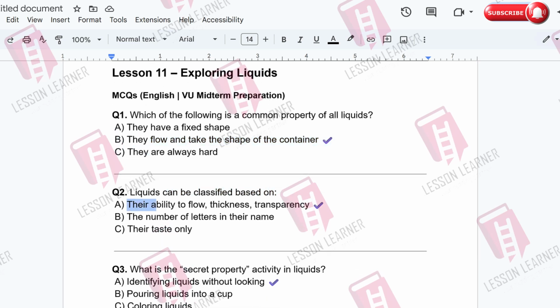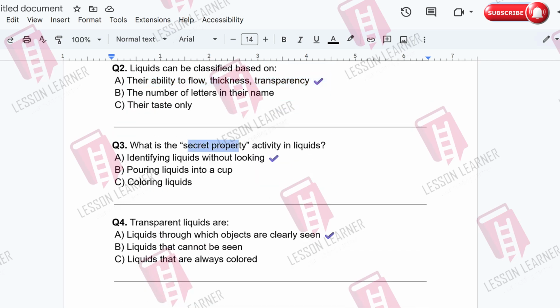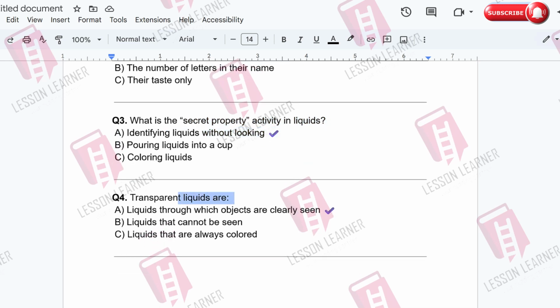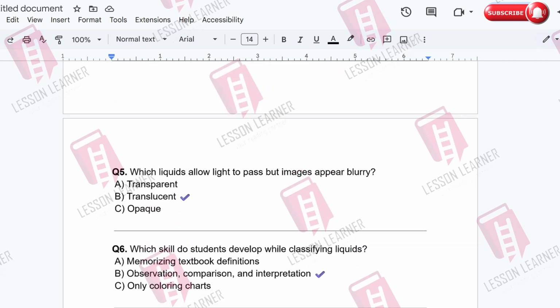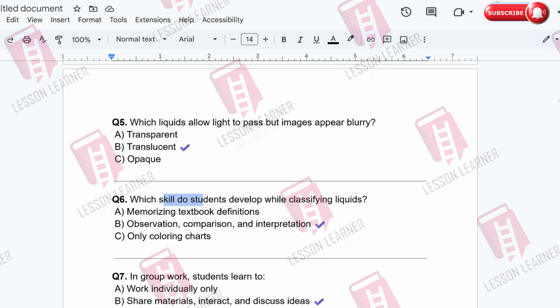Liquids can be classified based on their ability to flow, thickness, and transparency. What is the secret property activity in liquids? Identifying liquids without looking. Transparent liquids are liquids through which objects are clearly seen. Which liquids allow light to pass but images appear blurry? It's translucent.